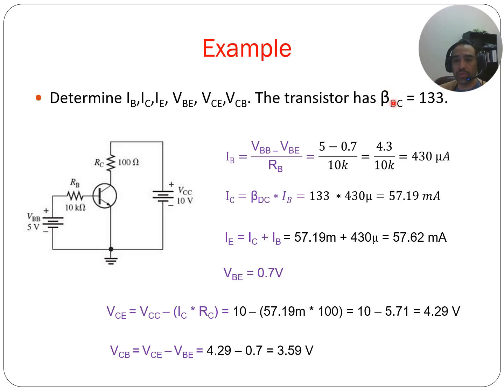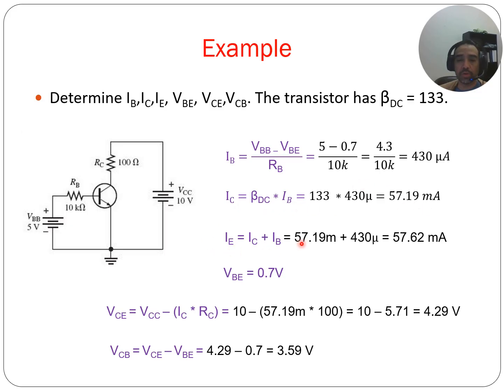This beta DC up here is from the spec sheet. So it's either going to be given to you in the problem, or if they just give you the part number of the transistor and don't give you a beta, you can Google it, find the spec sheet, and get the beta for that transistor. Then you can find collector current this way.